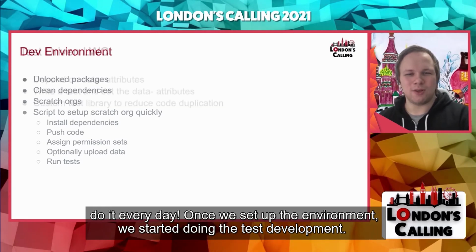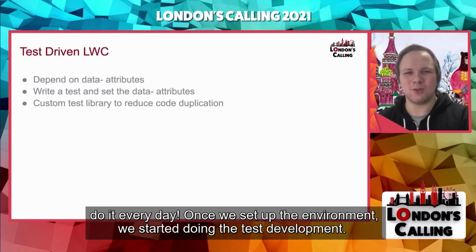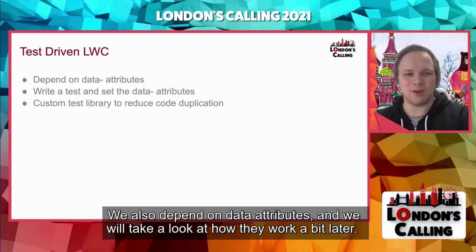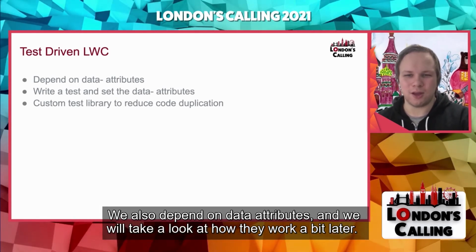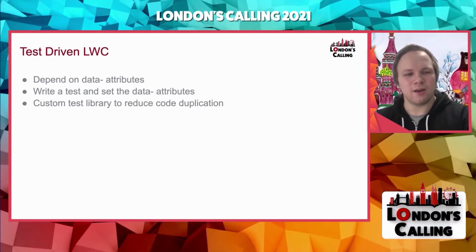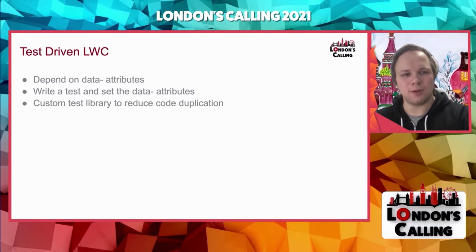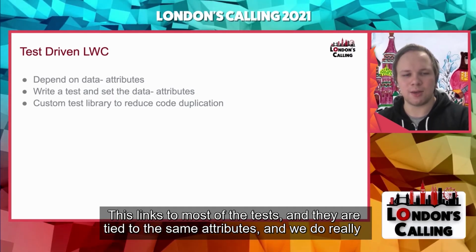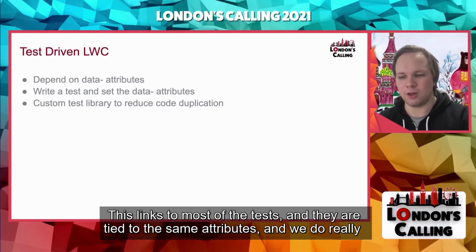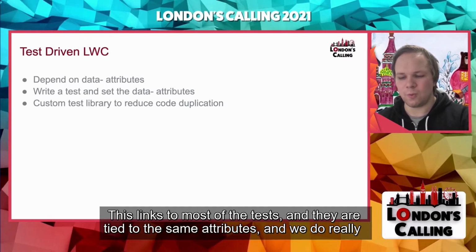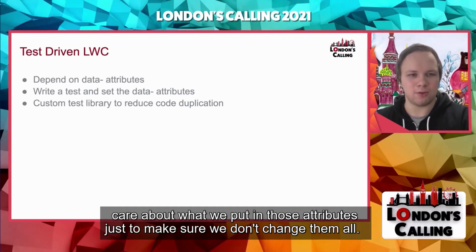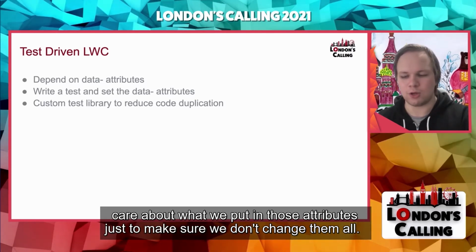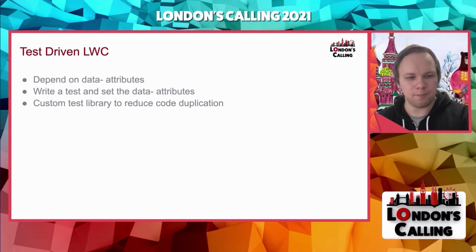Okay, once we set up the dev environment, we start doing the test-driven LWC development. We also depend here on the data attributes. We'll take a look at how they work a bit later. So this leads to both Jest tests and end-to-end tests being tied to the same attributes, and we really care about what we put in those attributes, just to make sure we don't change them often.